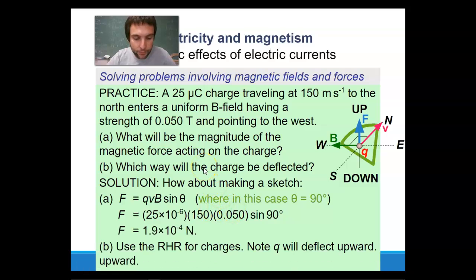And there we go. For the direction, we're going to use the right-hand rule for charges. Note Q will deflect upward. So if it's moving upward, then the flow of the charge, the current, is going up. The B field is going to the right, and then the force is going to come out of the page.